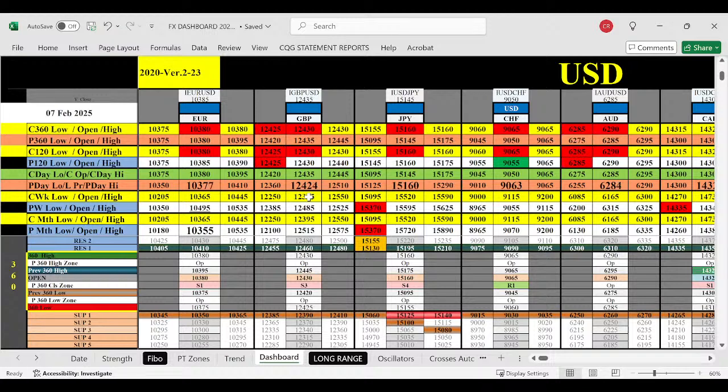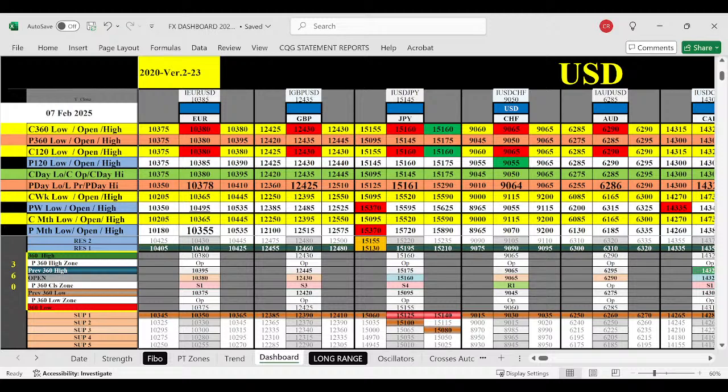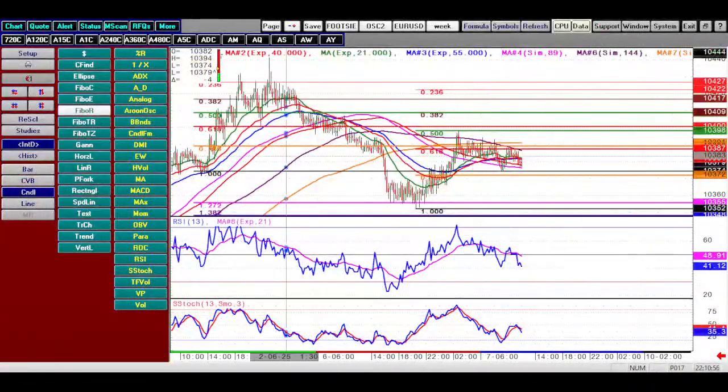Right now the market is trading at 12425. Yesterday's low is 12360. We should be looking to buy somewhere near 12390, or maybe even 12410, and expect the price to push higher towards the buying zone area, which is 12475 or 125. So let's confirm this with the chart.